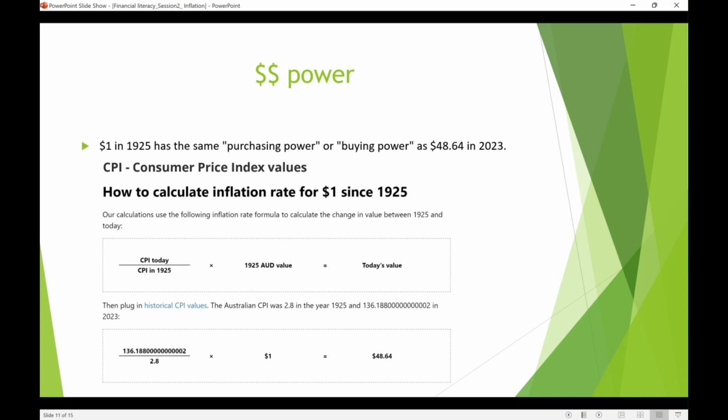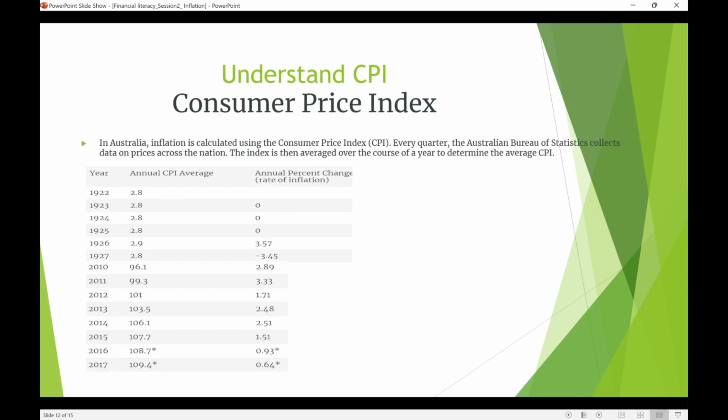Let's see how that impacts, like how do they calculate the dollar value. This is done through the consumer price index values called CPI. So for instance, today you have to take today's CPI divided by the CPI of the year which you want to check. You can Google this; these numbers I got from online. Just say this year's CPI is 136 divided by 2.8, multiplied by $1, is equal to 48. That's how I got the figures.